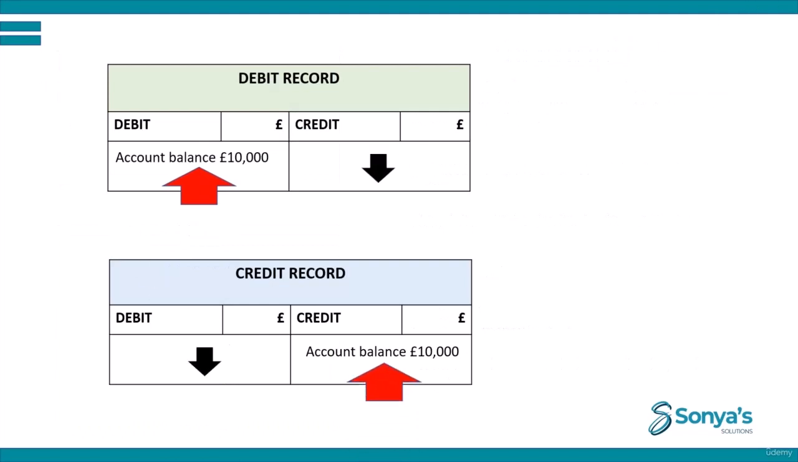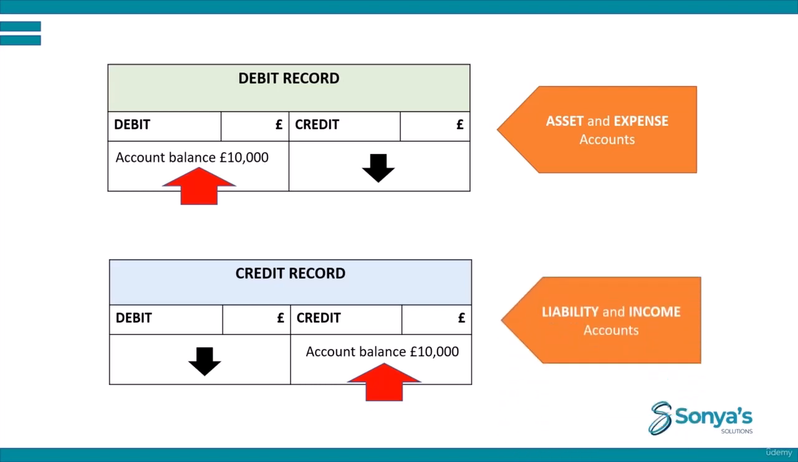You've already learned how to process transactions in debit and credit records. Debit records are used to record assets and expenses, and credit records are used to record liabilities and income. Make a note of this as you'll keep needing to refer to it to answer the questions that follow.